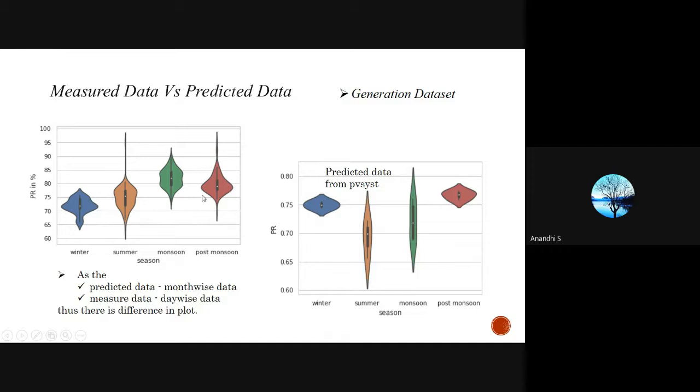As we can see, there is a difference in range. It's not wider here because this one is day-wise data, and the predicted data is month-wise data. That's why we can see the difference.